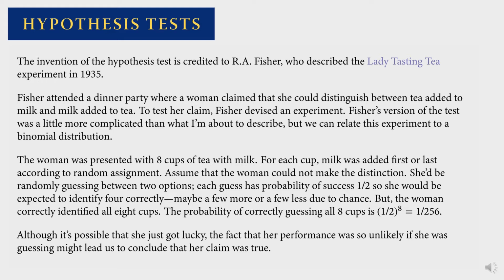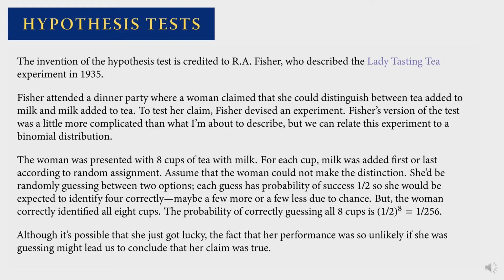Anyway, let's look at how this works. The test Fisher invented was a little more complicated than what I'm describing because of how he randomized things and made the decision. I'm going to adjust it a little so that we can use the binomial distribution. I've linked to the Wikipedia page about this story if you want to see the original version.